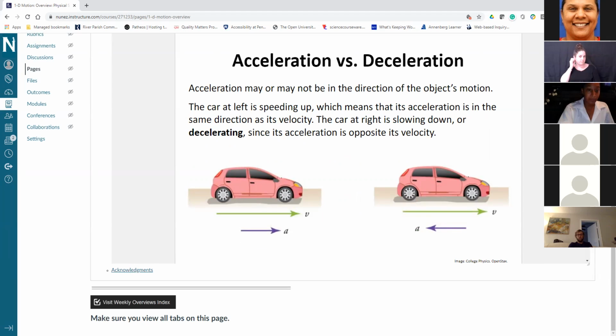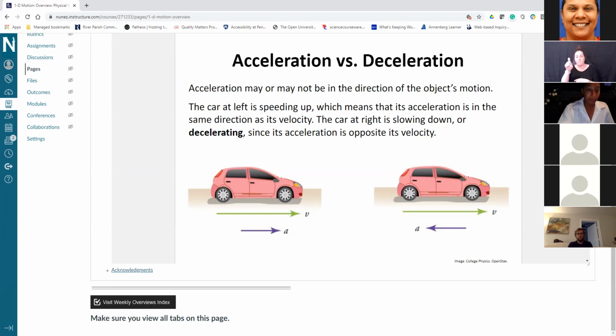Acceleration versus deceleration. Well, we know acceleration in our mind typically means we're speeding up, because we say accelerator. We think of a car, you hit the gas, that's the accelerator, right? Well, because acceleration is a vector, it can be positive or negative. It could point in the positive direction, it could point in the negative direction. Okay. And so we have to be careful in our terminology.